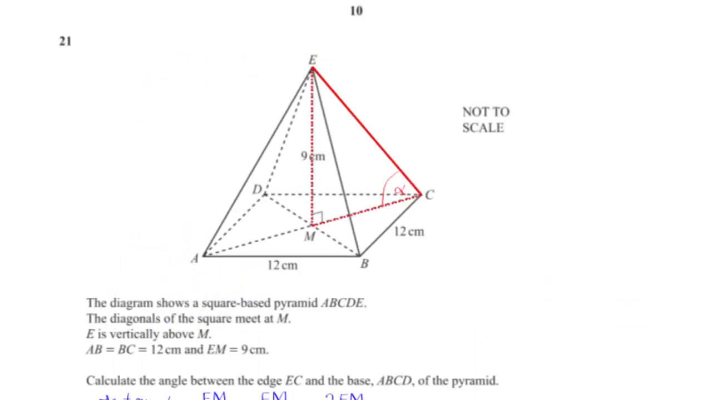The diagram shows a square-based pyramid, A, B, C, D, E. The diagonals of the square meet at M. E is vertically above M. AB is equal to BC is equal to 12 centimeters and EM is equal to 9 centimeters. Calculate the angle between the edge EC and the base ABCD of the pyramid. On the diagram, we have labeled the angle we are required to find as alpha, and we can apply SOHCAHTOA to find the value of alpha.